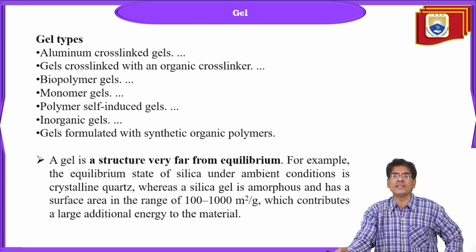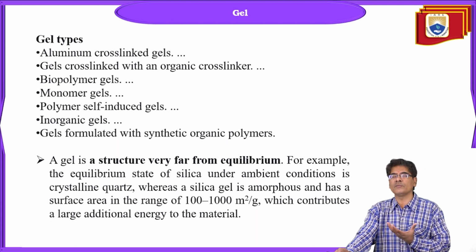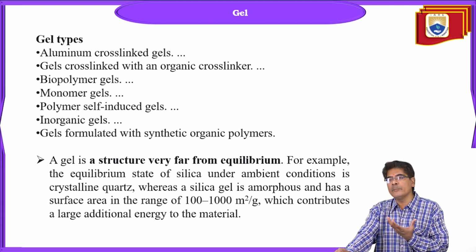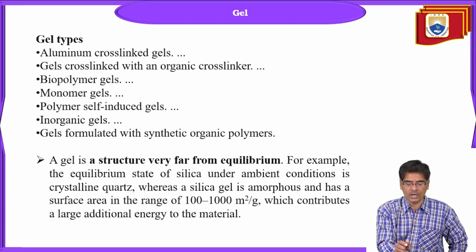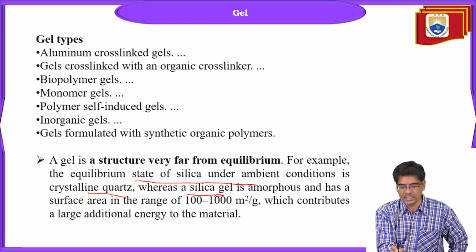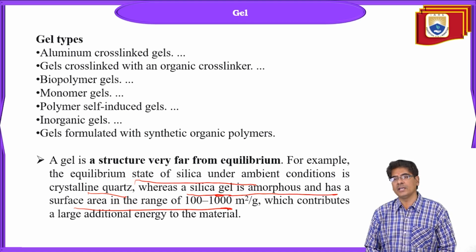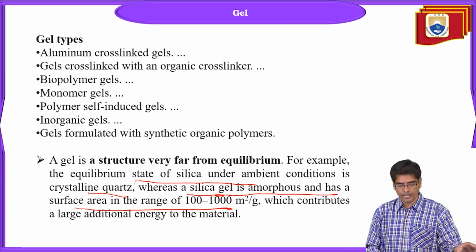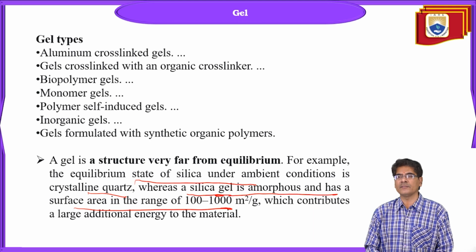The structure of a gel is very far from equilibrium. For example, the equilibrium state of silica under ambient, normal condition is crystalline quartz, whereas silica gel is amorphous and has a surface area in the range of 100 to 1000 meters square per gram, which contributes a large additional energy to the material. So this is the gel types and the structure of gel.